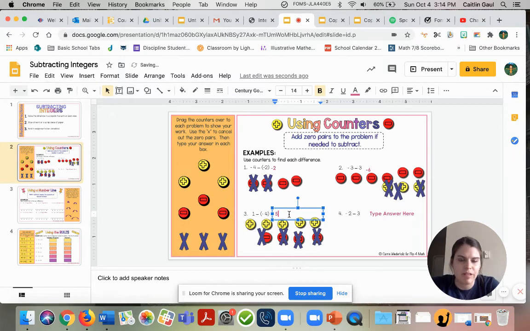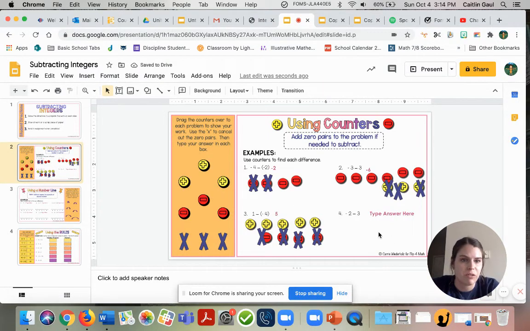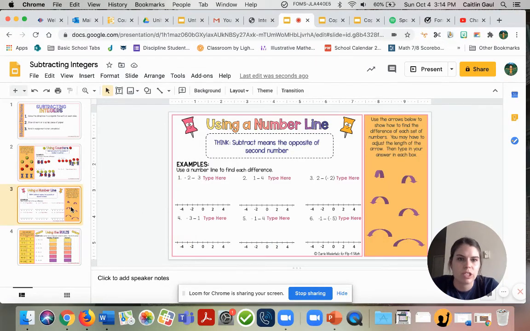Again, this is not my favorite method, but if that made sense to you, great. I want you to go ahead and try to do number 4 on your own. Let's look at method number 2, which is using a number line. These next 2 methods work better together.